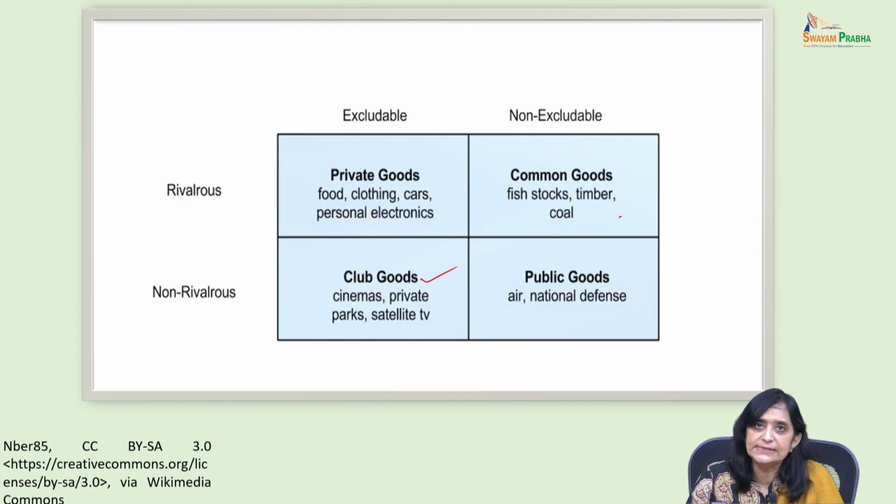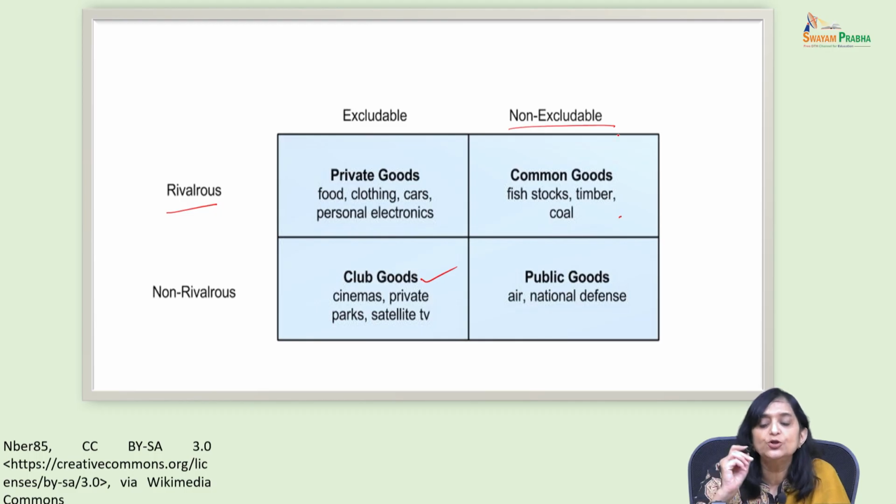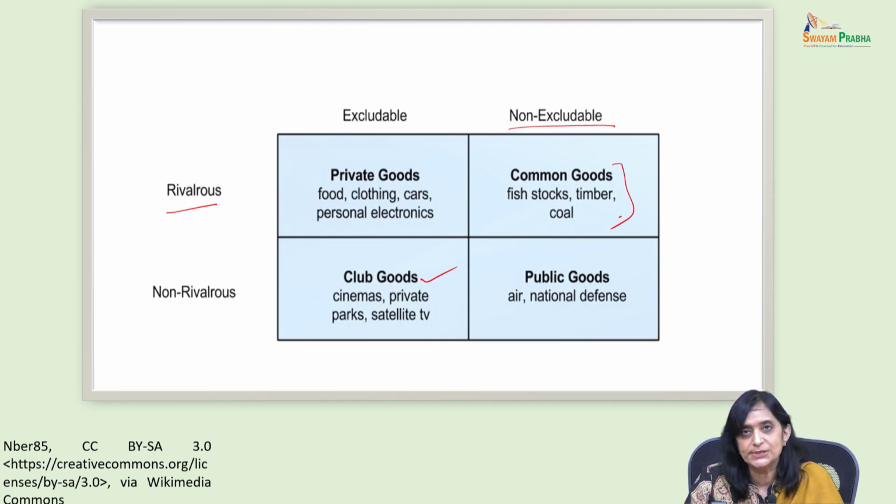What are common goods? Let us see. Common goods are those which are non-excludable. That is, you cannot exclude someone from the consumption of it. But if they are consumed by everybody, the stock of these goods or services will reduce with consumption by each. Hence, these goods have a characteristic of rivalry, even though they are non-excludable. We are going to do a separate lecture on this concept of common goods, which is also called common property resources. For example, coal, fish stock, timber are all examples of common goods.